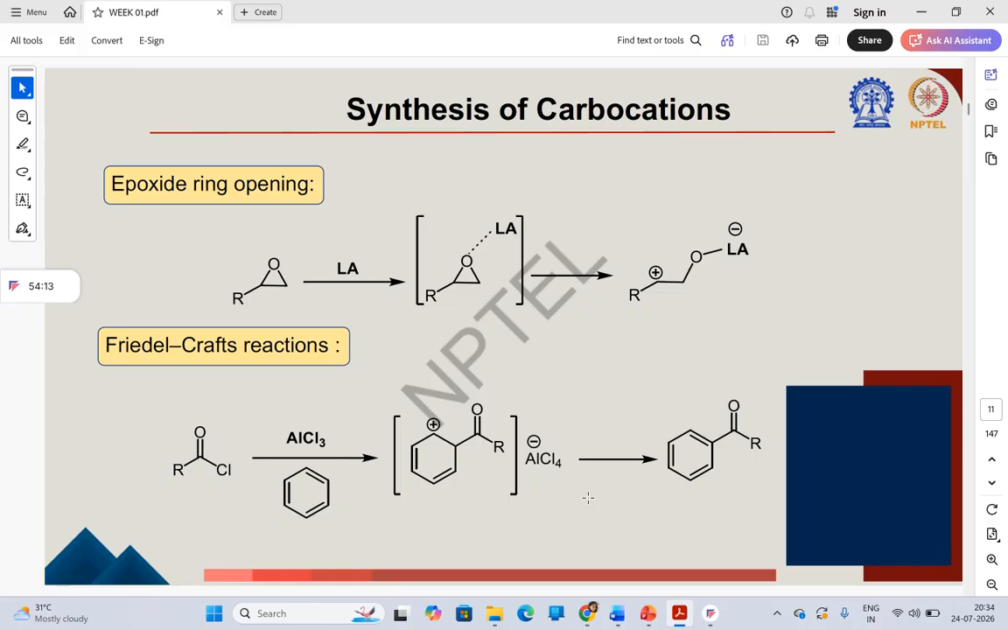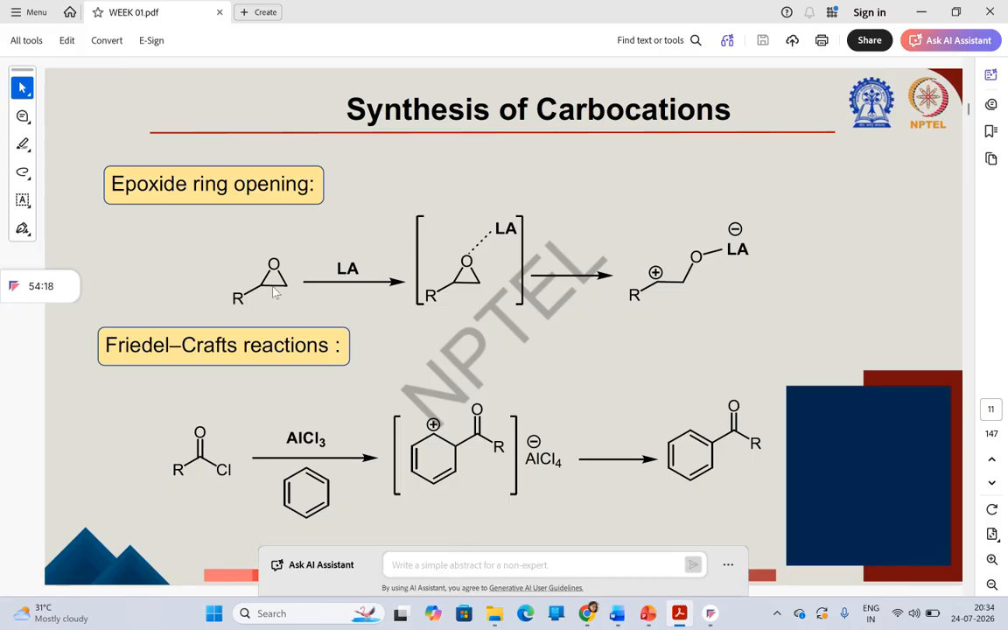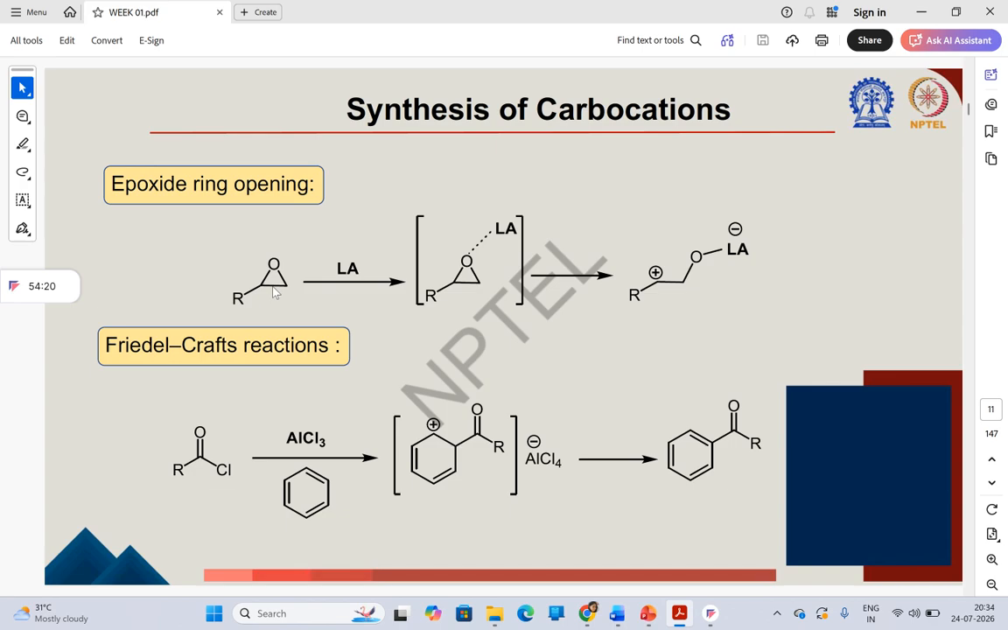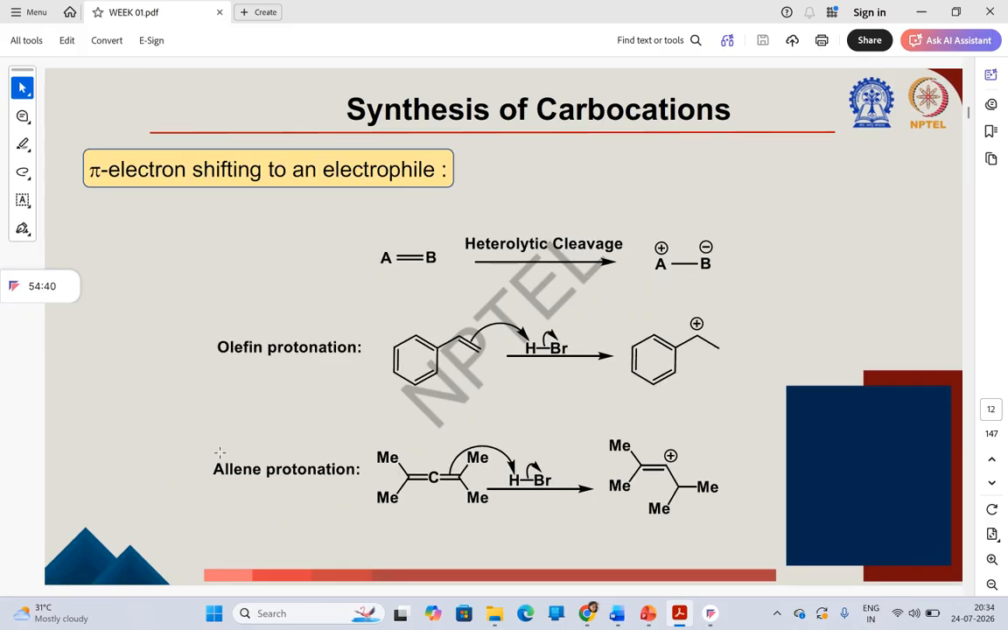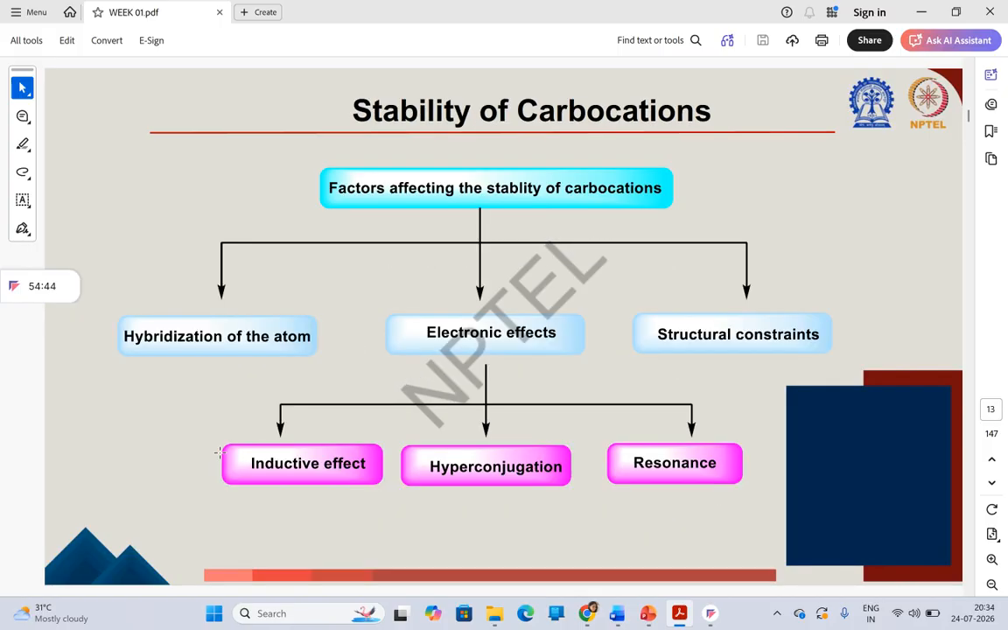We'll discuss the synthesis of carbocation via epoxide opening. If epoxide ring opening is taking place, then the Lewis acid will bind with the epoxide oxygen, and bond breaking will take place to form the secondary carbocation. The next one is the Friedel-Crafts reaction, where ketone formation is also taking place. We'll quickly go through the slides.